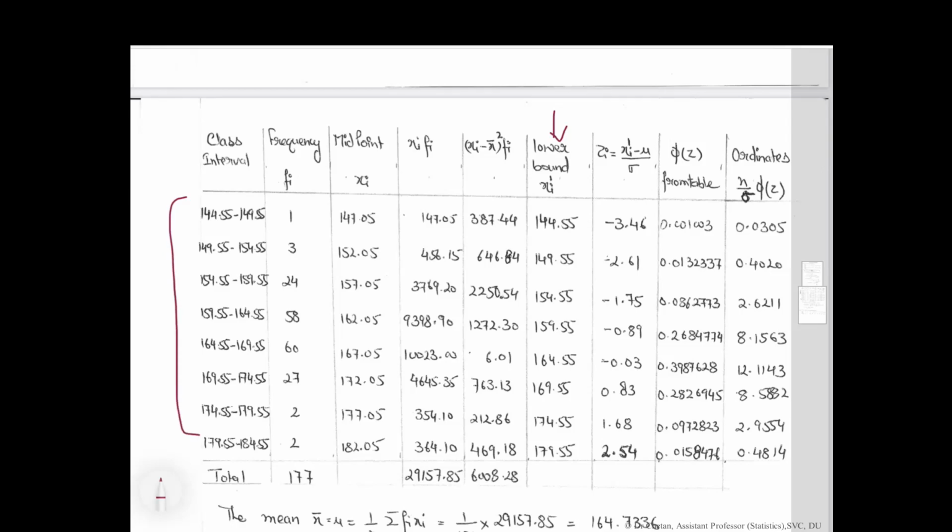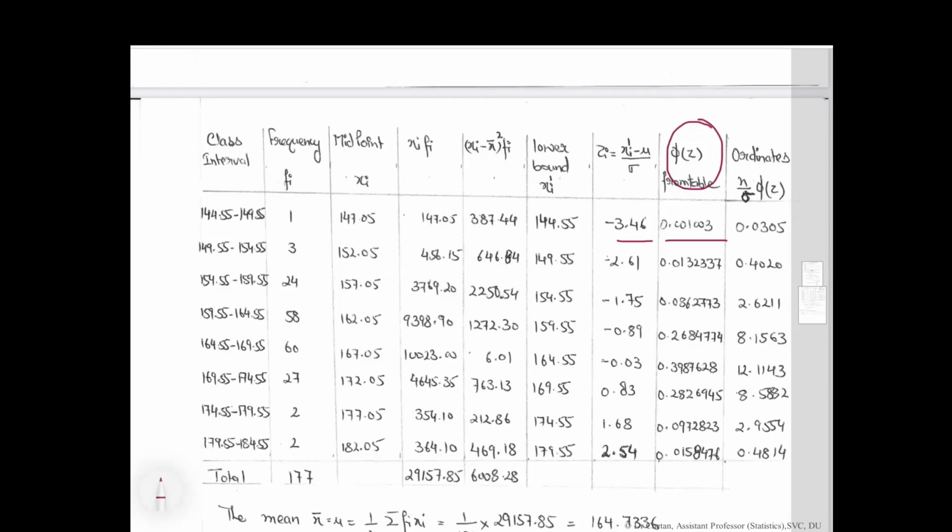Now, calculating the Zi's by using this formula. So, for this particular class, the Zi is given by this quantity: lower bound minus mean divided by standard deviation. We will get this. Similarly, we can get it for the other classes also. Now, in the next column, we will calculate the small phi of Z, which will be calculated from the table. We will see the value of 3.46 and note the value of phi of Z. Here the Z is minus 3.46.